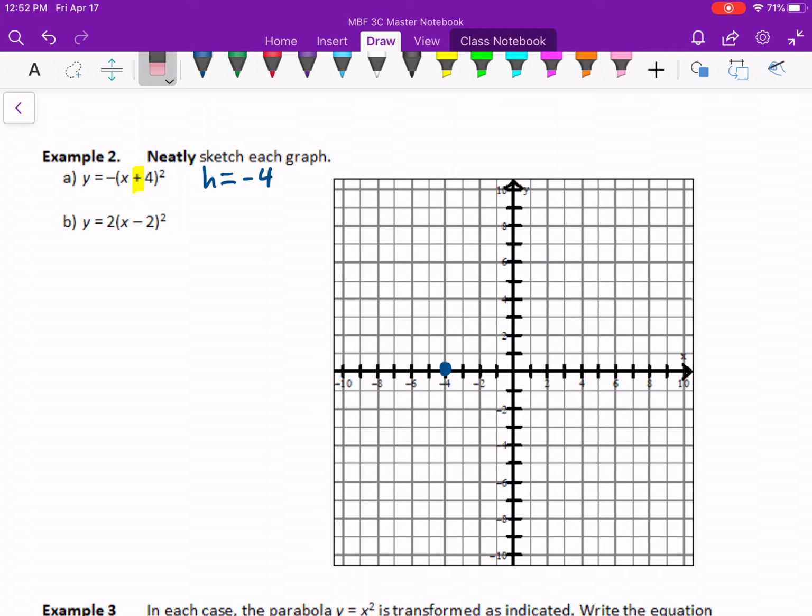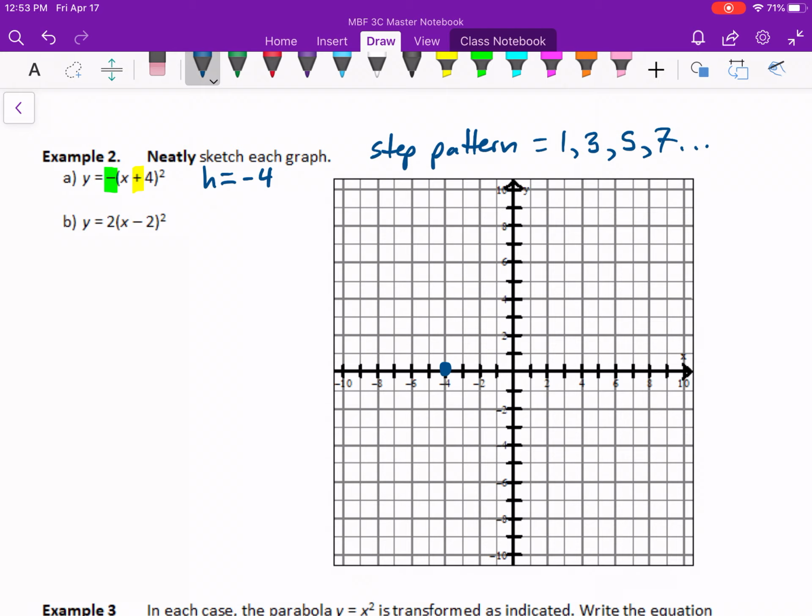And then I'm going to use my step pattern. Remember that? So the basic step pattern was 1, 3, 5, all the odd numbers. And finally, I need to consider the fact that this a value is negative, so it opens downwards. So from that vertex, I'm going to go downwards. So I'll follow the step pattern going downwards from -4, 0.